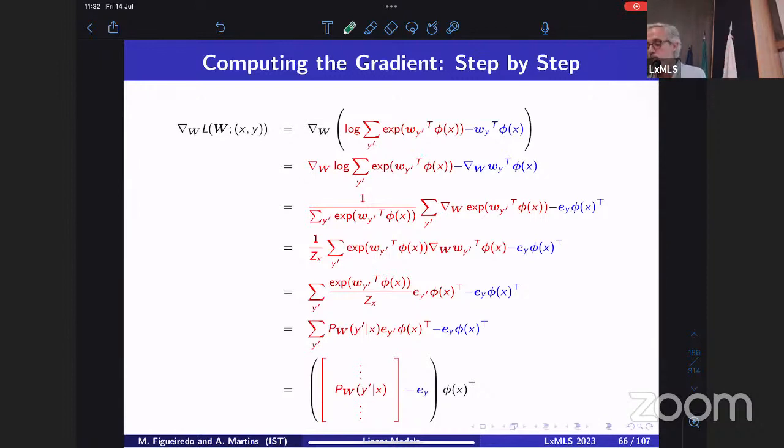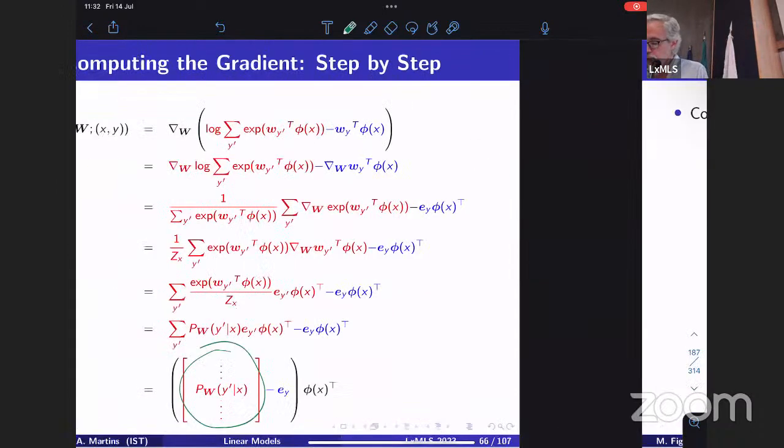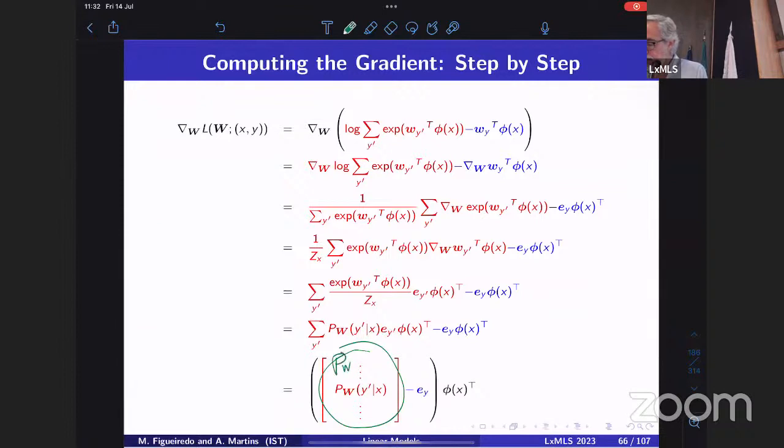So what the gradient is trying to do, remember, notice what is in this vector. It is, for the current W, the probability of each of the classes. The first component would be the probability under W of class one given X, and down here it's the probability under W of class K given X. And this e_y here has 0, 0, 1, 0, 0, 0, 0, where the one is in the correct class position.